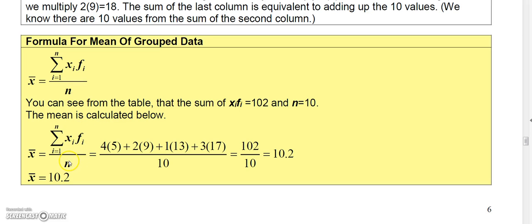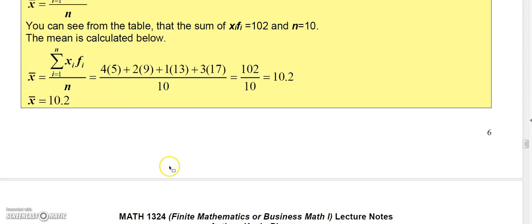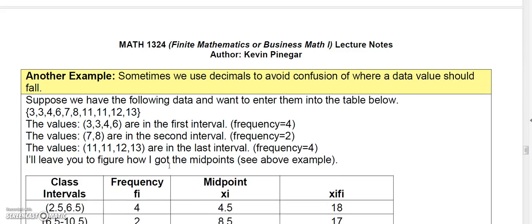So in our previous example, when I did that, remember I got 102 for the sum, and then I divided by the total number of values n, which is 10. So 102 divided by 10 gave me 10.2. So that's how I find the mean using group data.